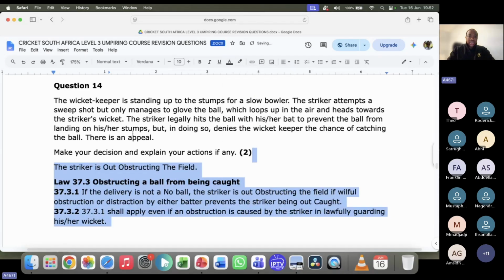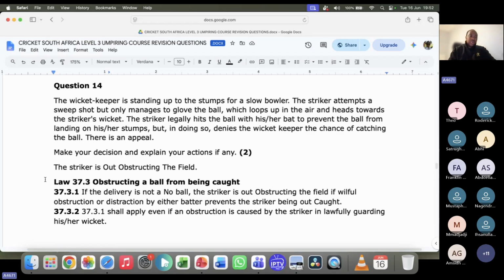Correct, Satruguna, well done. The striker is out obstructing the field. Law 37.3 tells us that if the delivery is not a no ball, the striker is out obstructing the field if willful obstruction or distraction by either batter prevents the striker from being out caught. This shall apply even if an obstruction is caused by the striker in lawfully guarding his or her wicket.